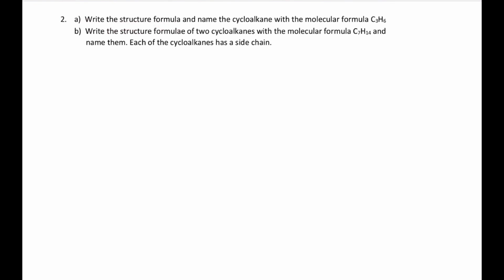Okay, question 2. Write the structural formula and name the cycloalkane with the molecular formula C3H6. So okay, senang saja. Cycloalkane, so 1 2 3 carbons. Let's combine them. There you go, C3H6. And we got already write the structural formula. Now the name is cyclopropane, pada 3 carbon. Right? Now let's go to B.